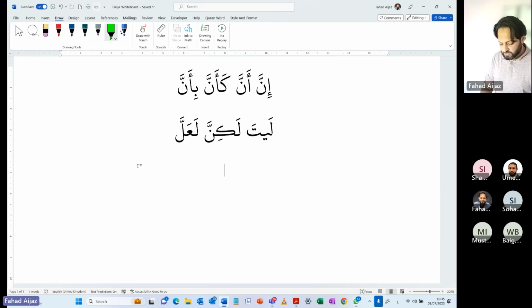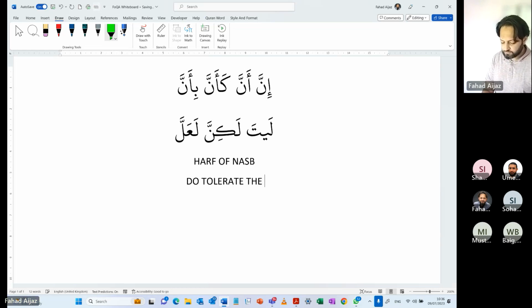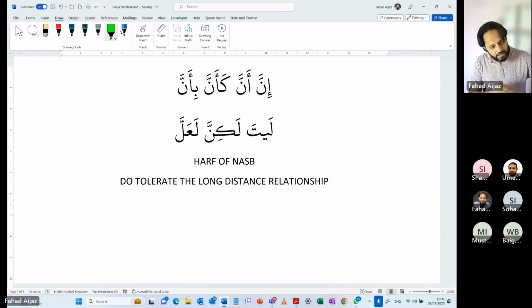So these hurufs are called harf of nasab, just like the harf of jar. Whenever they show up in the Quran, the ism after them is going to be nasab. They must have an ism in nasab in front of them. But the difference is they do tolerate long distance. Unlike harf of jars, which don't tolerate long distance, in this case they do tolerate the long distance relationship.